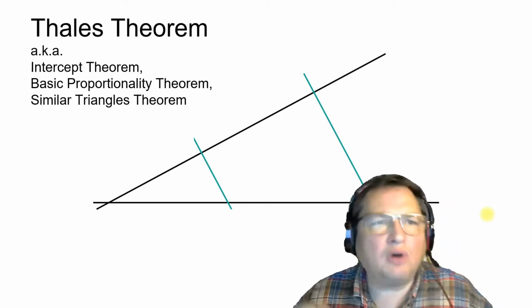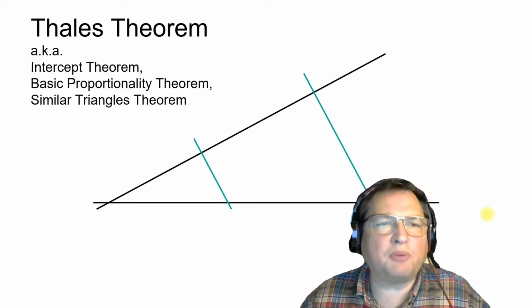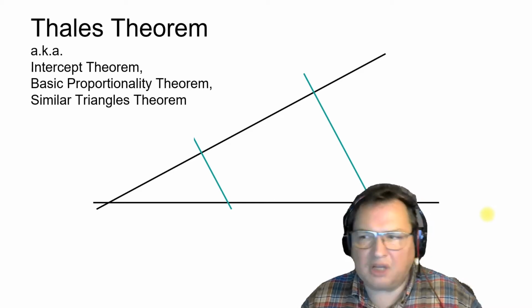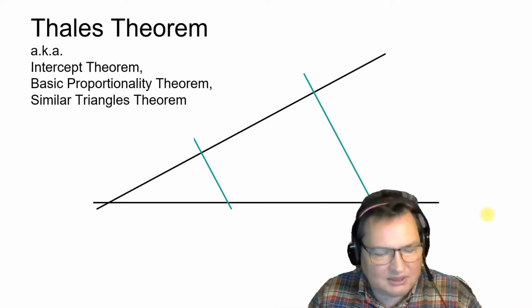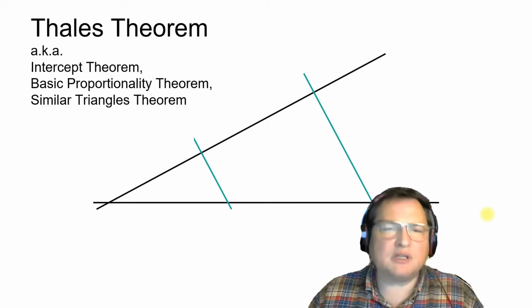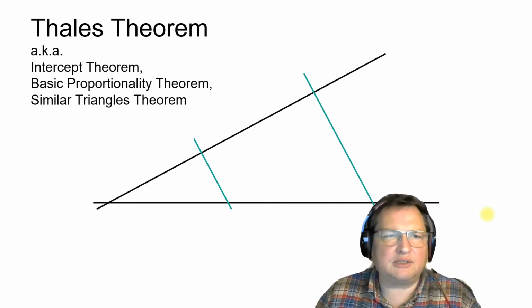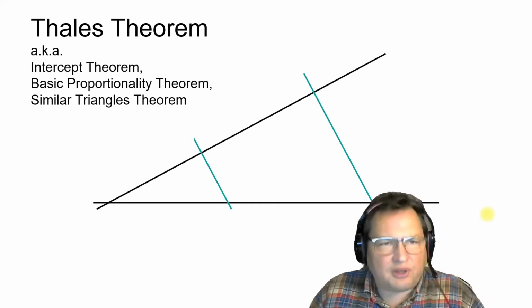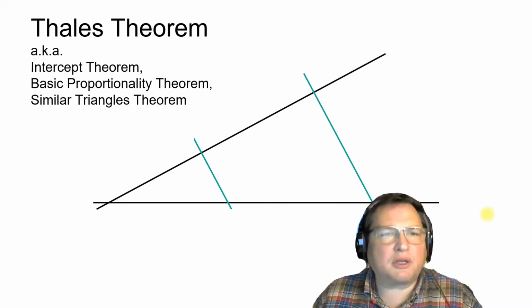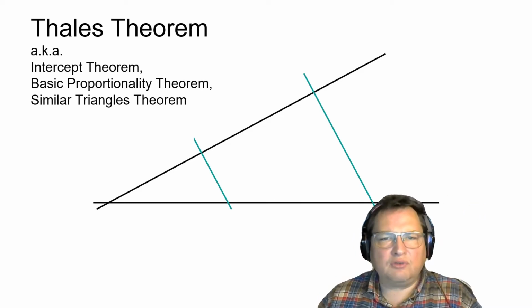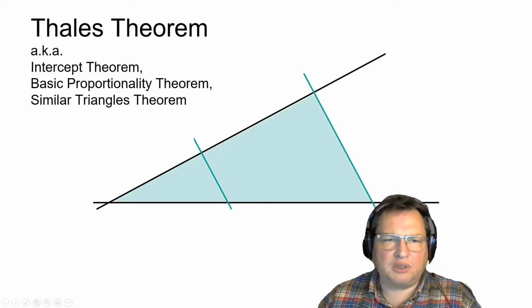And another name of this theorem is basic proportionality theorem, because it's all about the ratios or proportionality between various line segments created by these intercepting lines. And yet another name for this theorem is the similar triangles theorem, because these lines have created two similar triangles, a bigger one, ABC, and a smaller one, ADE.